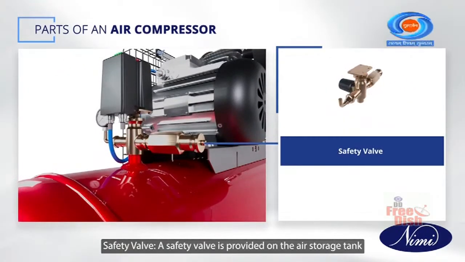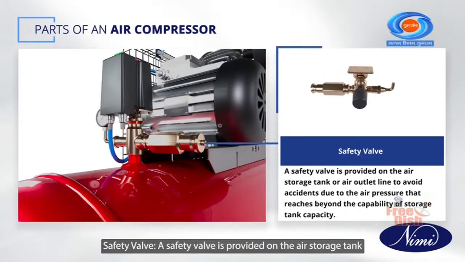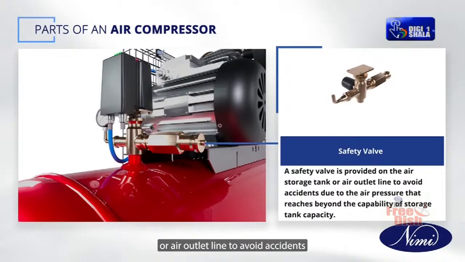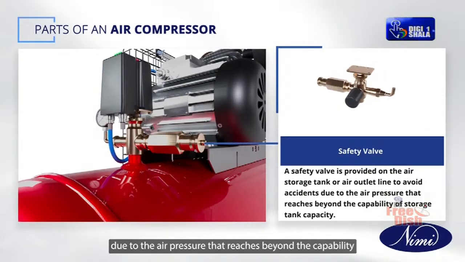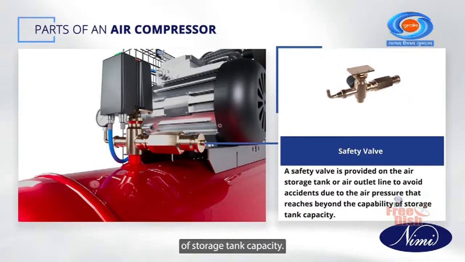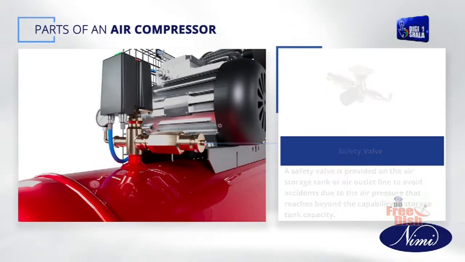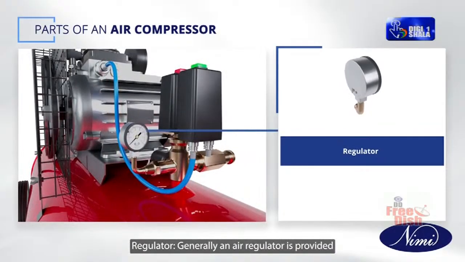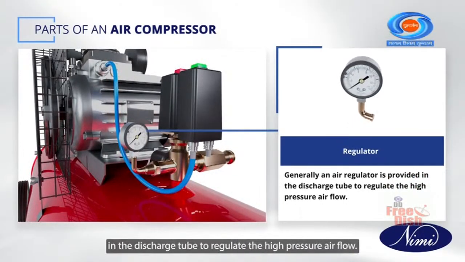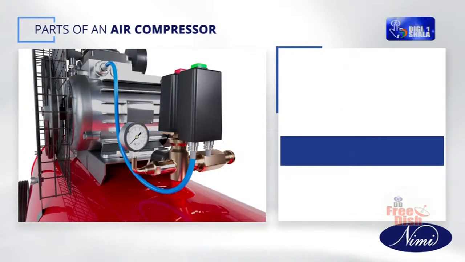Safety valve. A safety valve is provided on the air storage tank or air outlet line to avoid accidents due to the air pressure reaching beyond the capability of the storage tank capacity. Regulator. Generally, an air regulator is provided in the discharge tube to regulate the high pressure airflow.